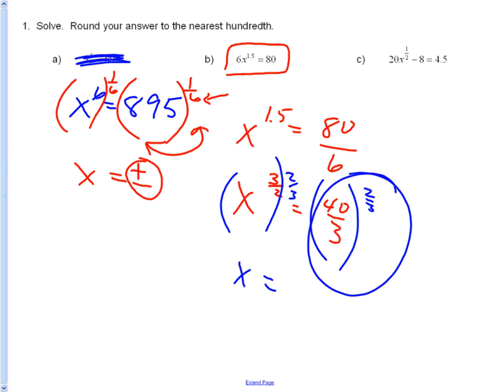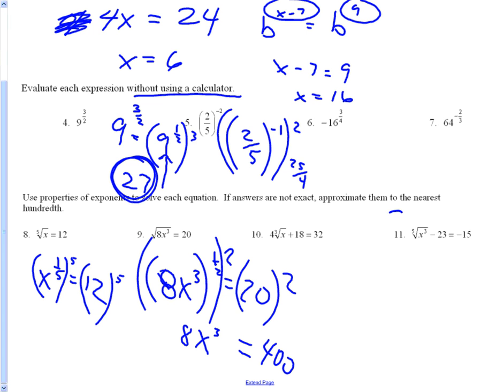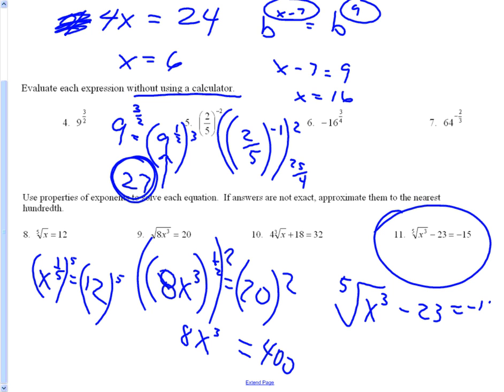I'm just going to do one more. There it is. This one. I'd like you to try solving that on your paper. It says, in case you're having trouble reading it from the back row, 5th root of x to the third minus 23 equals negative 15. I'll pause while you do that.